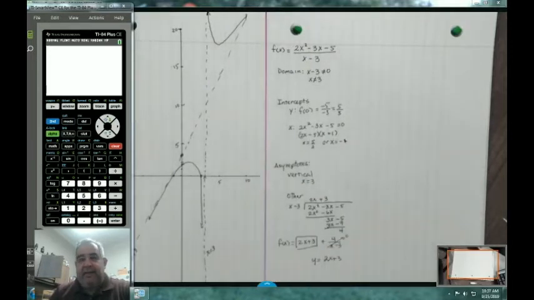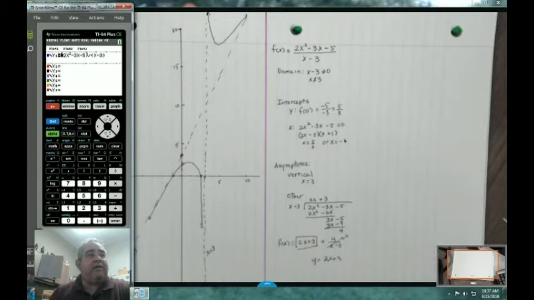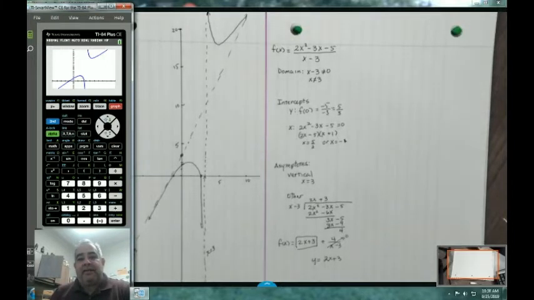I have it in my calculator just for fun. I put it in there. Let's take a look and make sure that it is indeed that graph. And when you look at it, it sort of looks like that. It's a little wider on the calculator because of the way I did it, but other than that, we see that we got the right graph.